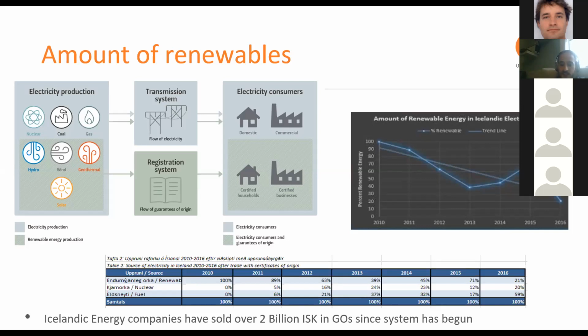And then you can see here, this is from Orkustofnun, from the newest reporting, that in 2016 it suggested that there's 20% nuclear within the mix, 59% fuel, and only 21% of the certificates were kept for renewable energy.